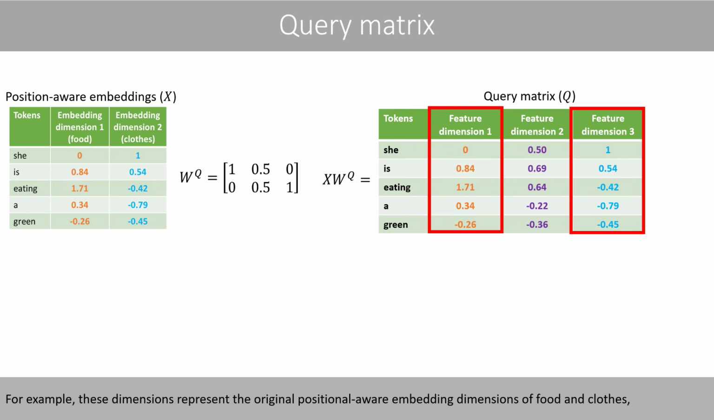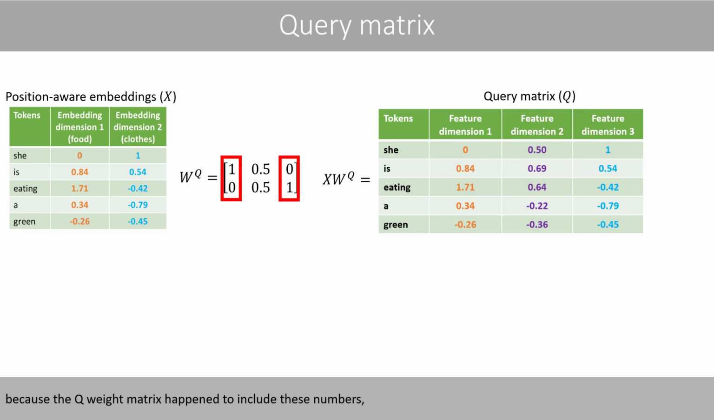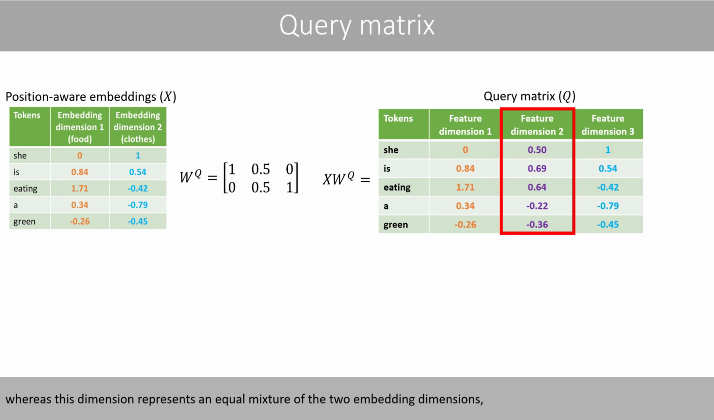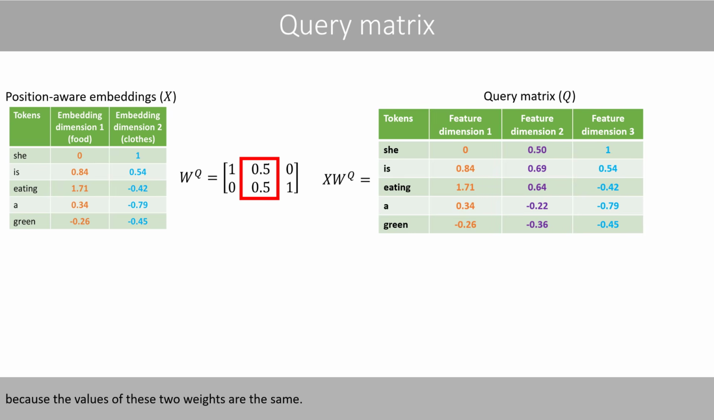For example, these dimensions represent the original position-aware embedding dimensions of food and clothes, because the Q-weight matrix happened to include these numbers, whereas this dimension represents an equal mixture of the two embedding dimensions, because the values of these two weights are the same.